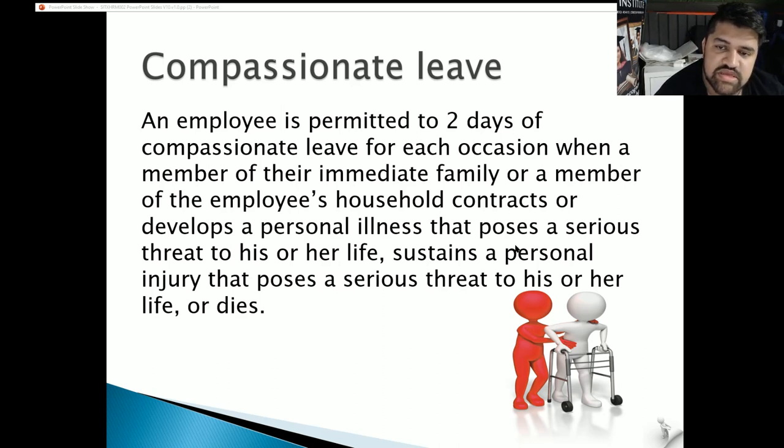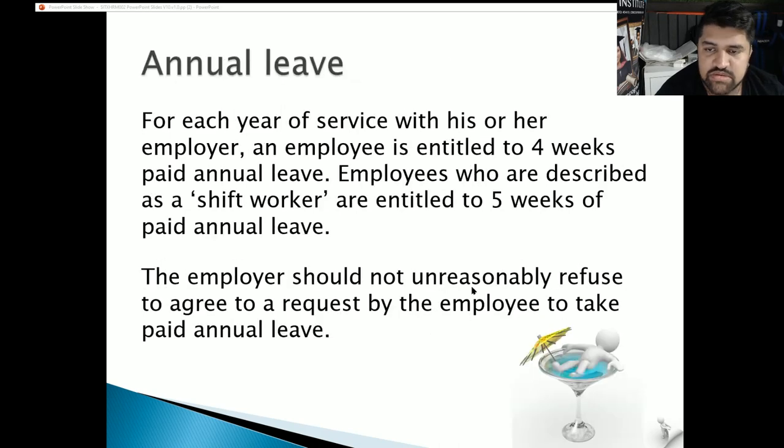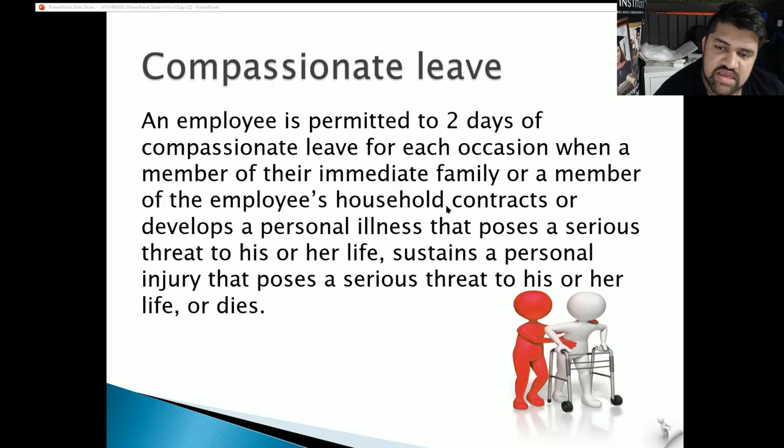So you want to remember these 3 points. If you are an employee that has worked a year, you are eligible for 4 weeks annual leave. If you are a shift worker, you are eligible for 5 weeks annual leave. And if there is a compassionate illness or a death in your immediate family, meaning family members or household members, you're allowed 2 days compassionate leave.